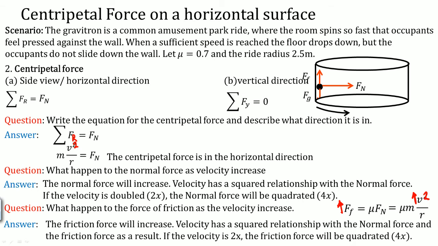So if the velocity here is doubled, the force of friction is going to be quadrupled because it is 2v squared. 2v squared is going to be 4v squared. Do you see how there's that 4? That's how it quadrupled. So the force of friction will also quadruple. Whatever happens to the force normal is going to happen to the force of friction as well, because they're super related. Force of friction equals mu force normal.